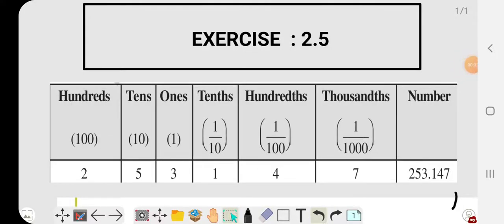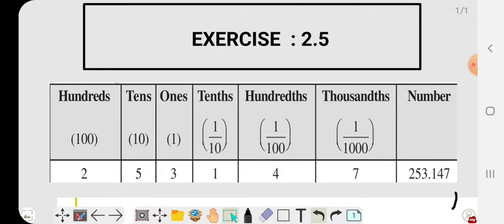Today we are going to start exercise 2.4. As earlier we have done 4 questions of this exercise, today we are going to do the next questions, from 5 onwards. But before starting question number 5, we need to know some concepts related to that.